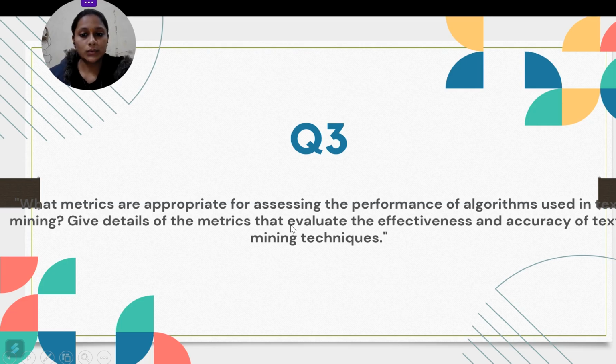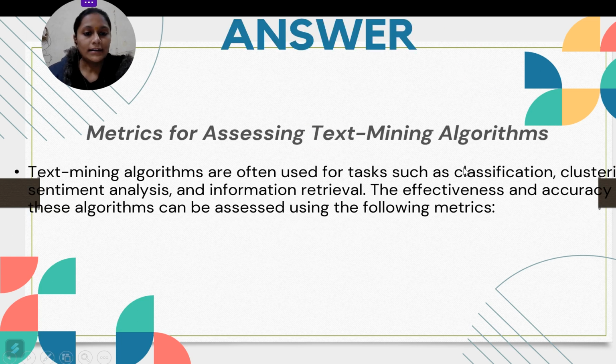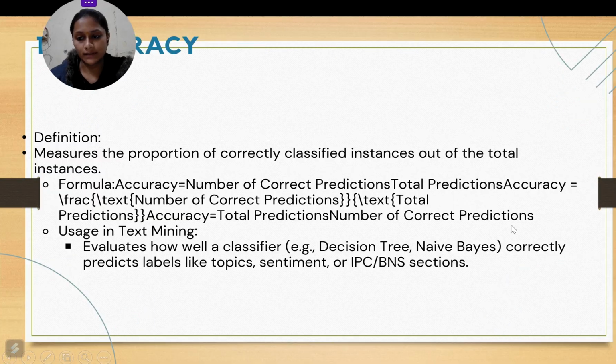Now, the next question is: what metrics are appropriate for assessing the performance of algorithms used in text mining? Give details of the metrics that evaluate the effectiveness and accuracy of text mining techniques. Text mining algorithms are often used for tasks such as classification, clustering, sentiment analysis, and information retrieval. The effectiveness and accuracy of these algorithms can be assessed using the following metrics.